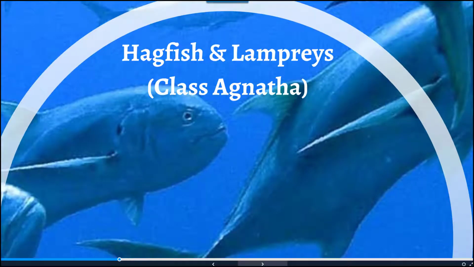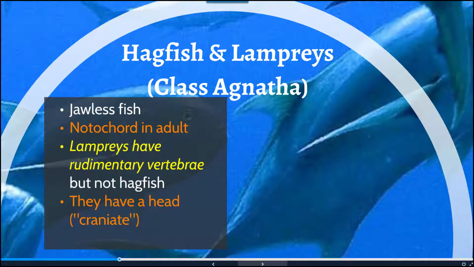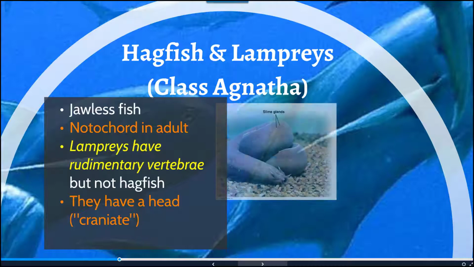Next, we have hagfish and lampreys, which are part of class Agnatha. These organisms are jawless fish. There is a notochord in the adult for these organisms, and the lampreys are going to have rudimentary vertebrae, but not the hagfish. Additionally, they have a head, so this is the first arrival of our craniates.